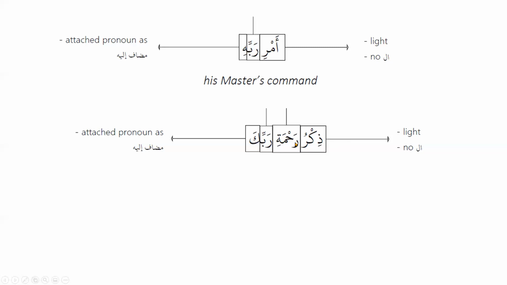So zikru rahmati means remembrance of rahma. Rabbi, is it mudaf ilay? It could be of rahmati, yes, because it's jar again. Rahmati also has no alif lam, and ka is an attachment there. So there are actually 4 words, all of them in the chain of idafa. Zikru rahmati rabbika, the mention or the remembrance of the mercy of your master. In English you say your master.